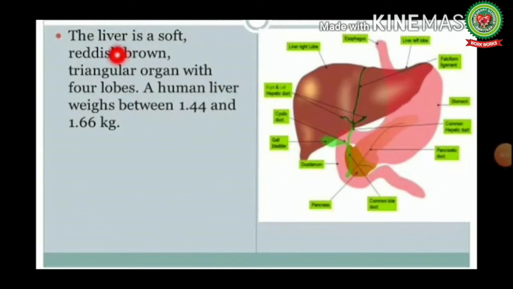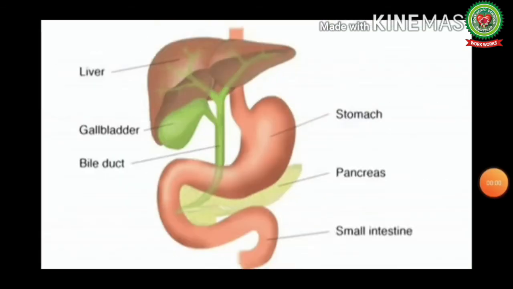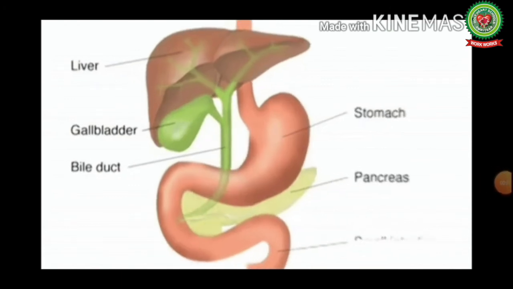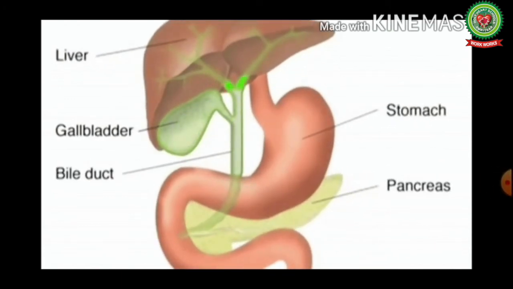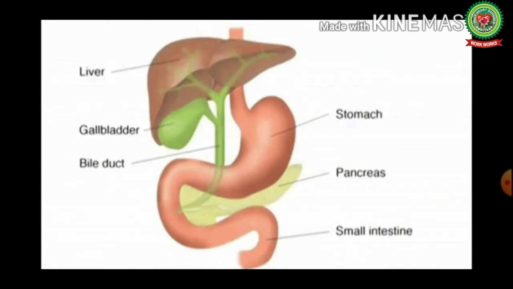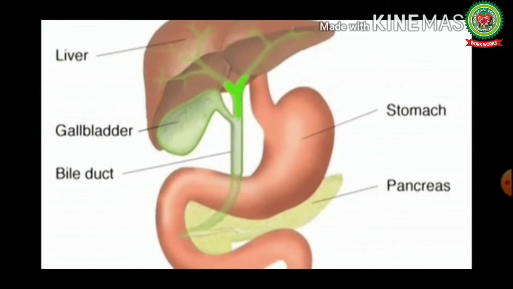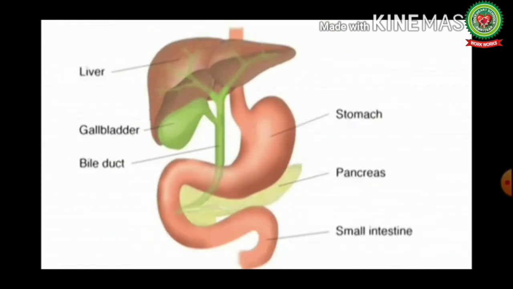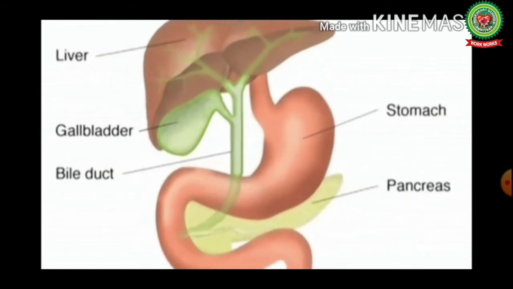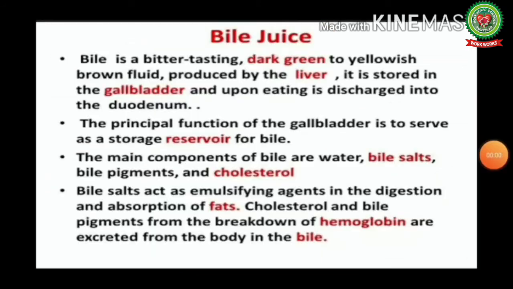Second is the liver. The liver is a soft, reddish brown, triangular organ with 4 lobes. A human liver weighs between 1.44 and 1.66 kg. In this picture you can see the liver is the largest organ of the body. It secretes bile juice, and bile juice is stored in the gallbladder. It is released into the duodenum as and when required.